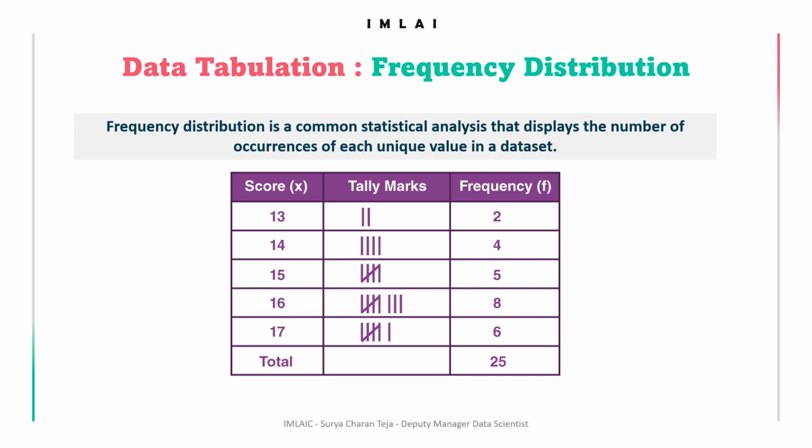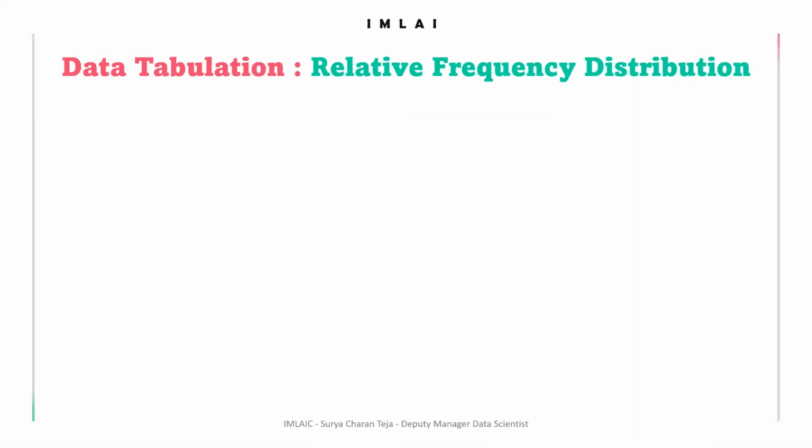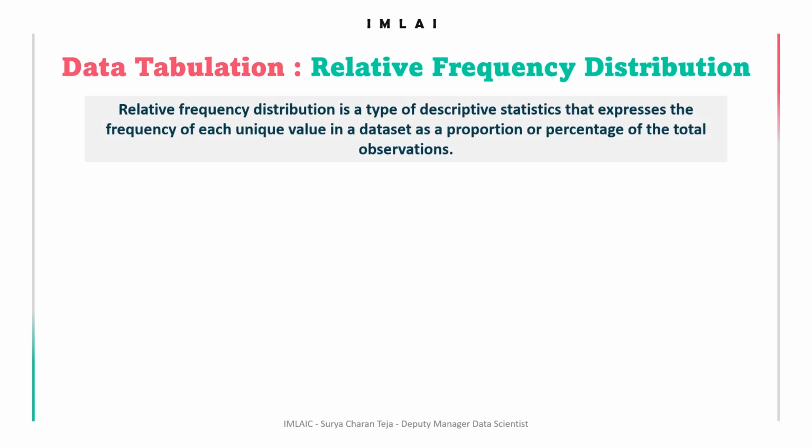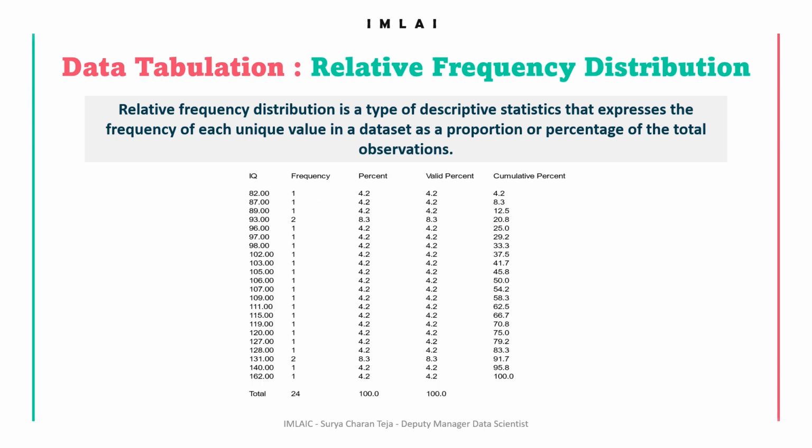The second method in data tabulation is relative frequency distribution. Relative frequency distribution is a type of descriptive statistics that expresses the frequency of each unique value in a data set as a proportion or percentage of the total observations. I'm repeating again: the frequency of each unique value in a data set as a proportion or a percentage of the total observations. So let's look into one example here.